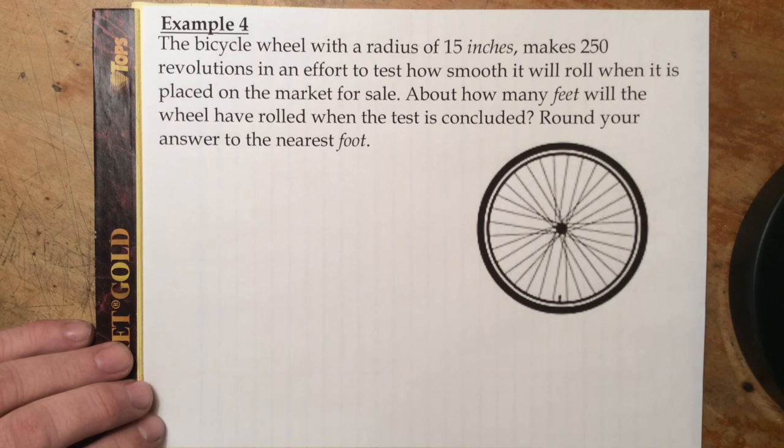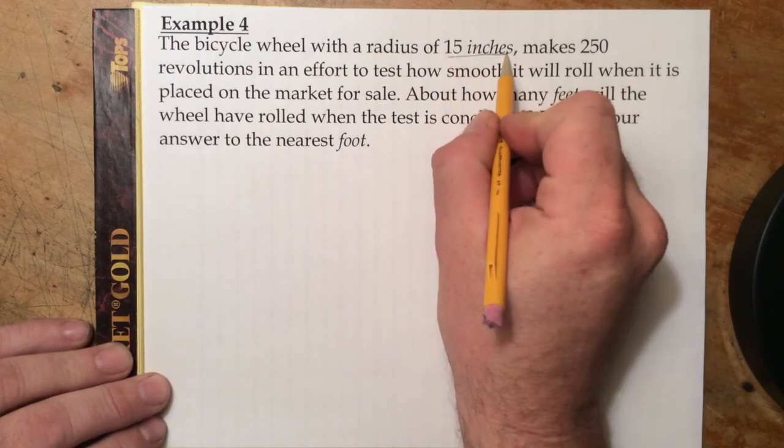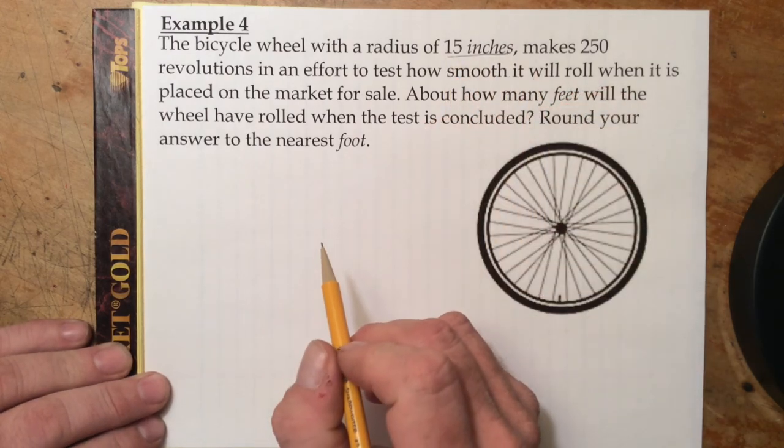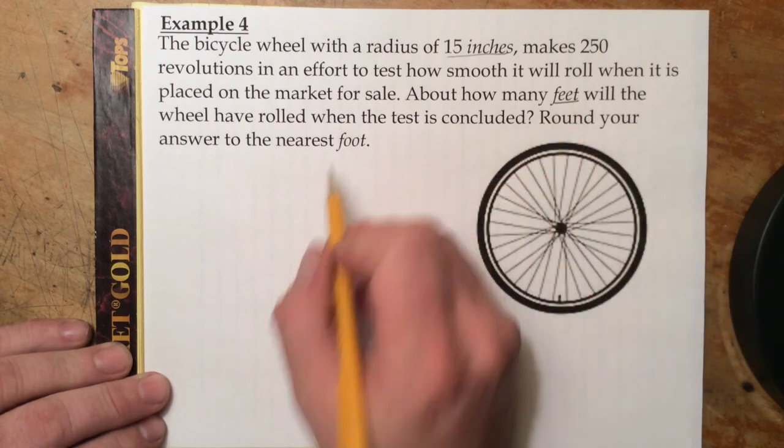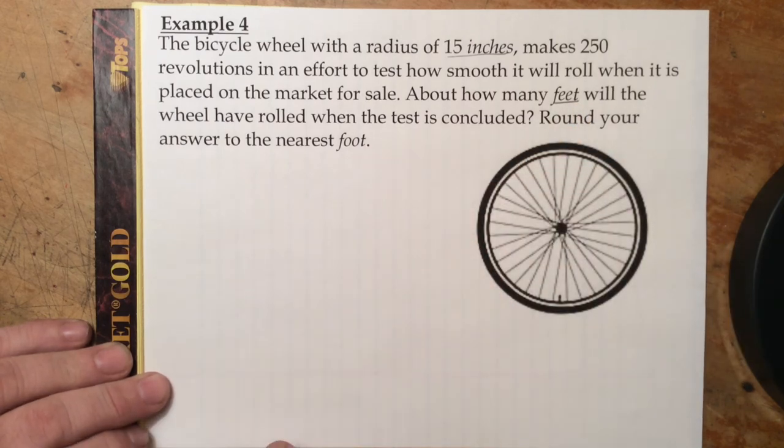Example 4. The bicycle wheel with a radius of 15 inches makes 250 revolutions in an effort to show how smooth it will roll when it's placed on the market for sale. About how many feet will the wheel have rolled when the test is concluded? Round your answer to the nearest foot. First of all, notice that we start with 15 inches and they're wanting to know what our answer is in feet. So we have to remember that.